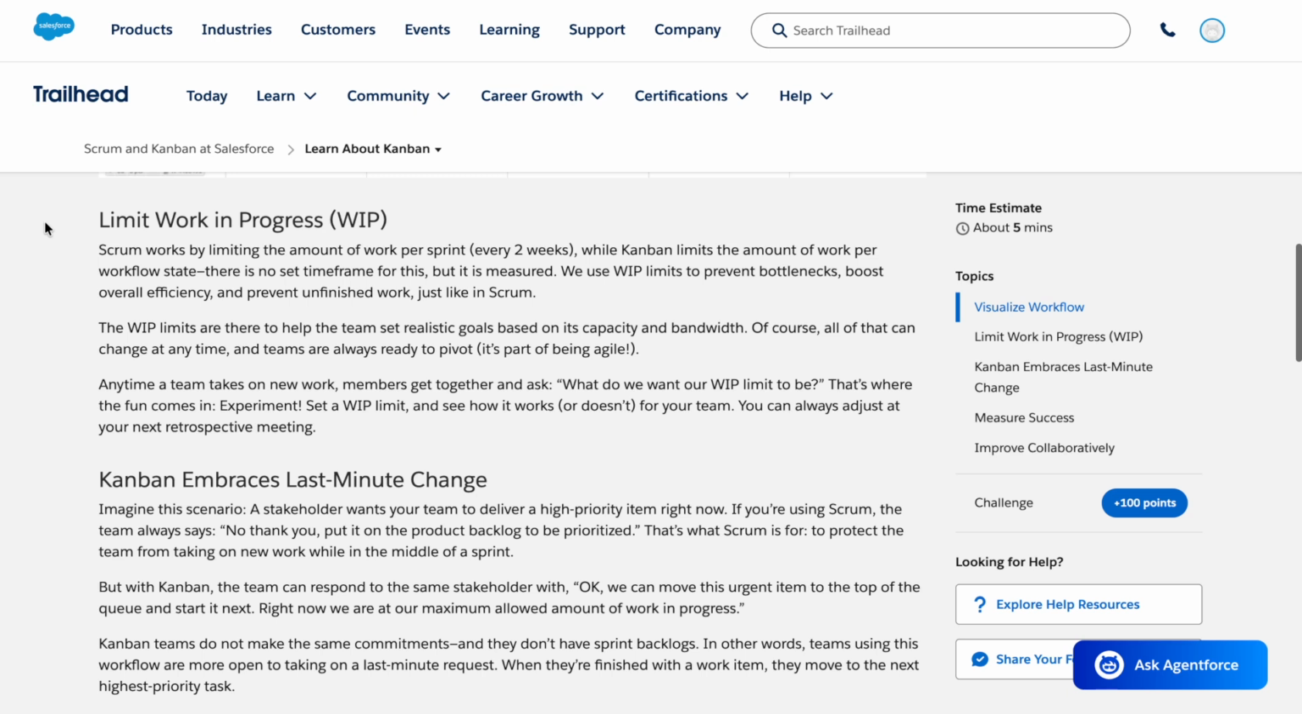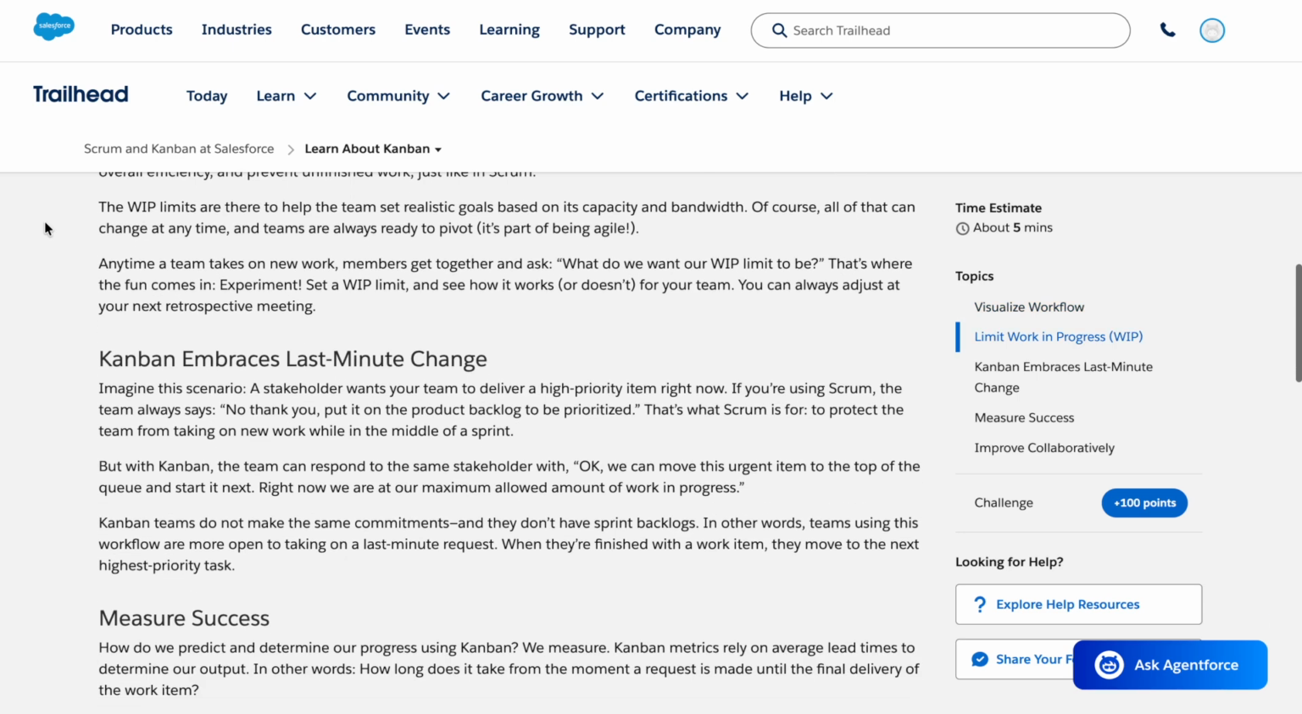Of course, all of that can change at any time, and teams are always ready to pivot. It's part of being agile. Anytime a team takes on new work, members get together and ask, what do we want our WIP limit to be? That's where the fun comes in. Experiment. Set a WIP limit and see how it works, or doesn't, for your team. You can always adjust at your next retrospective meeting.